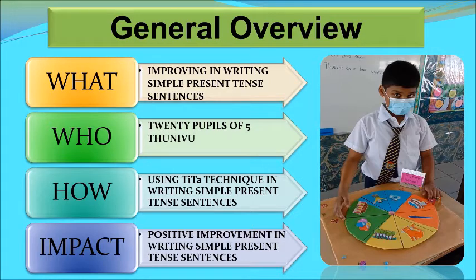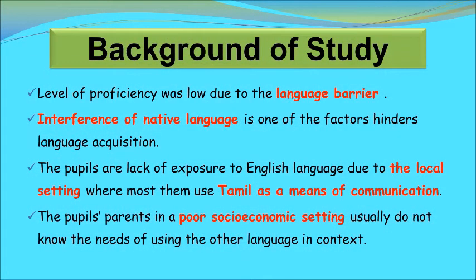Therefore, I asked myself the WH questions to outline the general view. When I reflected, I found that interference of native language, lack of exposure to English language due to the local setting where most of them use Tamil as a means of communication, and poor socio-economic setting caused the low proficiency in writing.